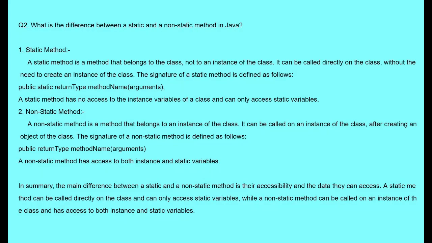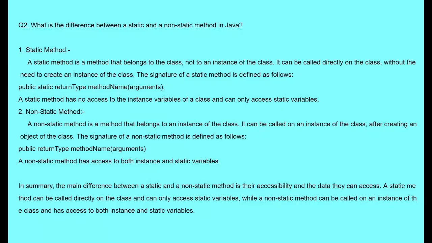Question 2. What is the difference between a static and a non-static method in Java? 1. Static method. A static method is a method that belongs to the class, not to an instance of the class. It can be called directly on the class, without the need to create an instance of the class.